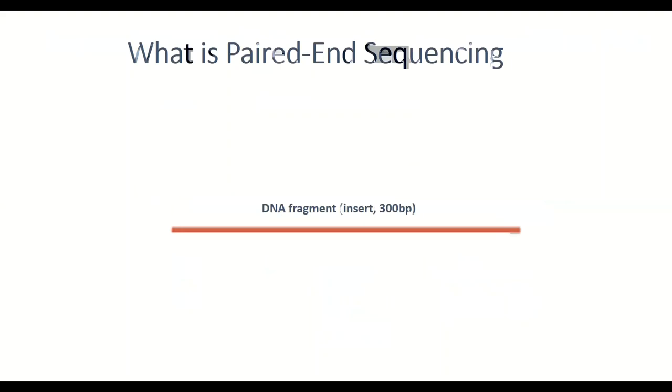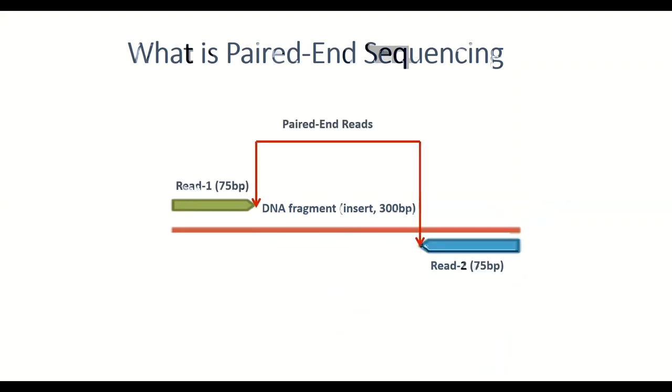So here is a simple example to show how the paired sequence is generated. See, first read, and then second read. Okay, so this is a pair. And because the fragment length is usually longer than the read length, this is why there is a gap, okay.